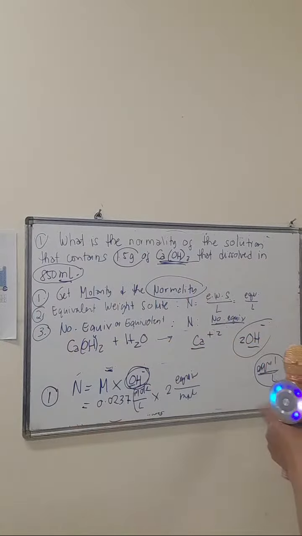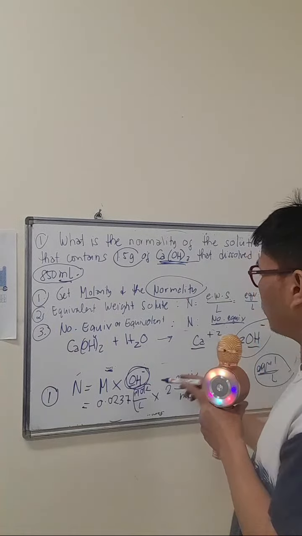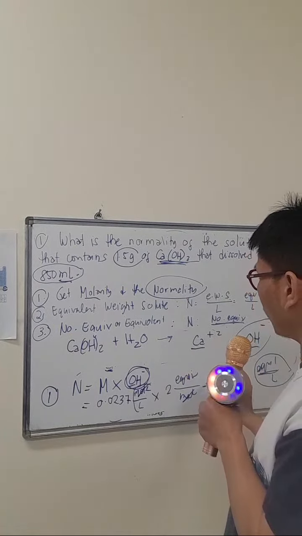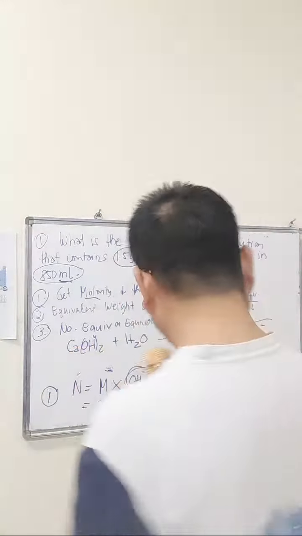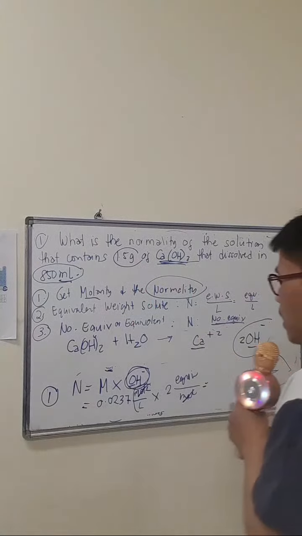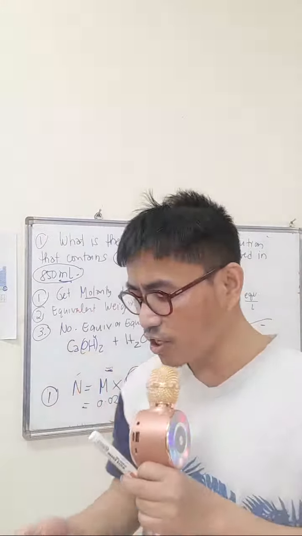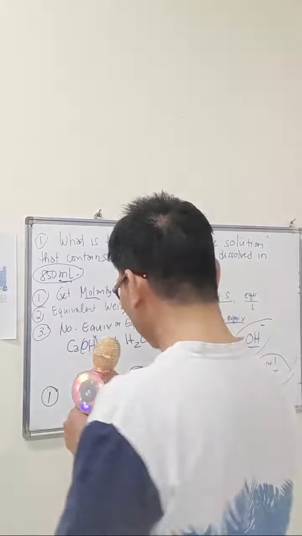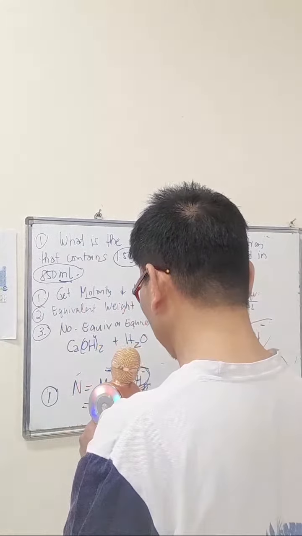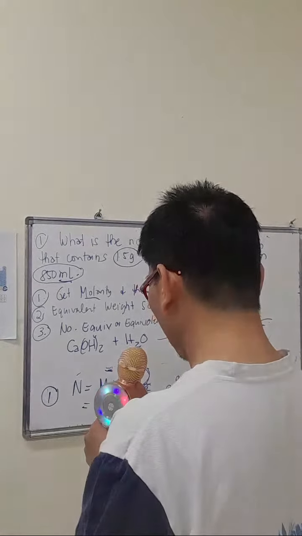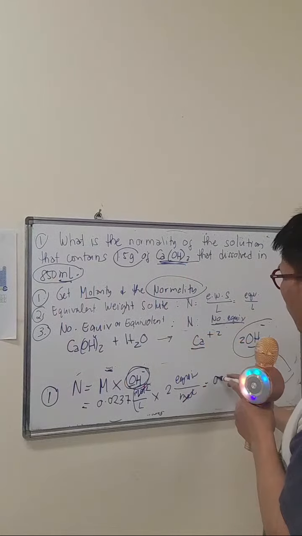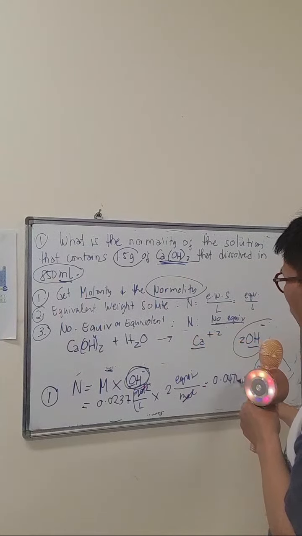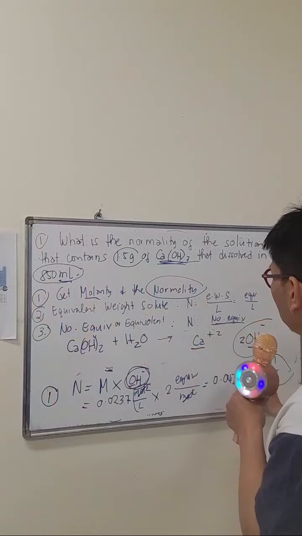Okay. Now, we have 2 equivalents per mole, and then the mole cancels, and what will be left is equivalent per liter. Okay, so 0.0237 times 2. Calculator please. 0.0237 times 2. Oh my gosh, 0.0474. Remember, this is our normality in version 1.